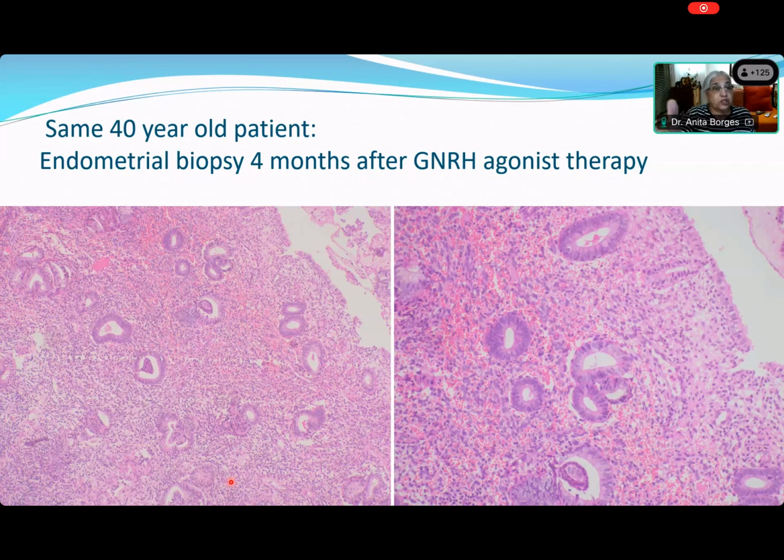Yeah, because the GnRH has stopped the pituitary from producing both FSH and LH, right? So there cannot be progesterone in this system. So this is a quiescent, early phase estrogenized endometrium.